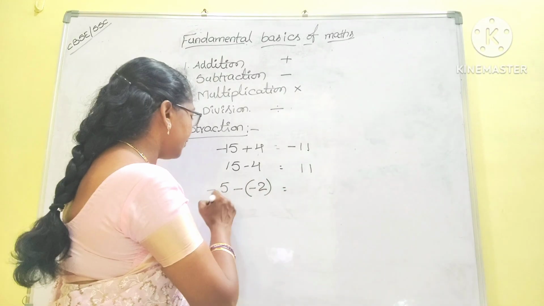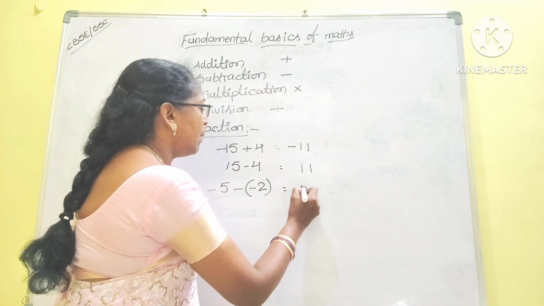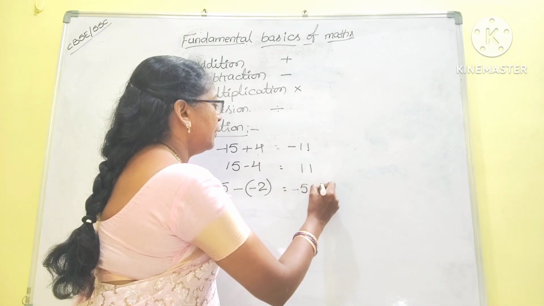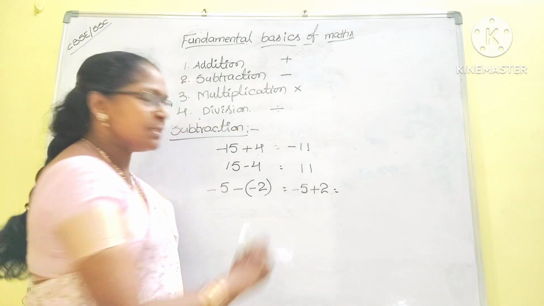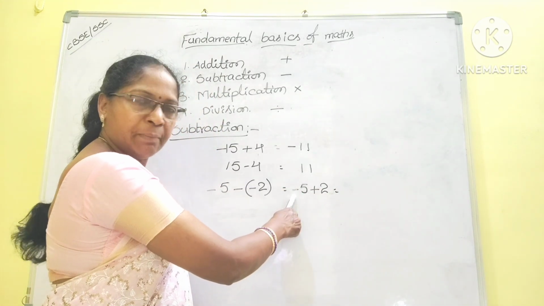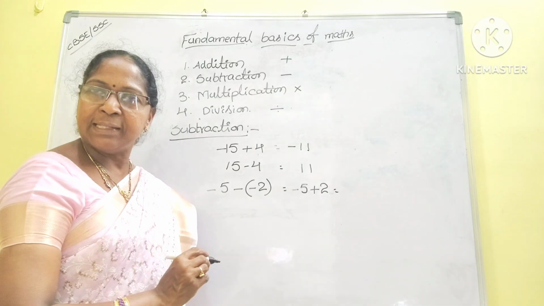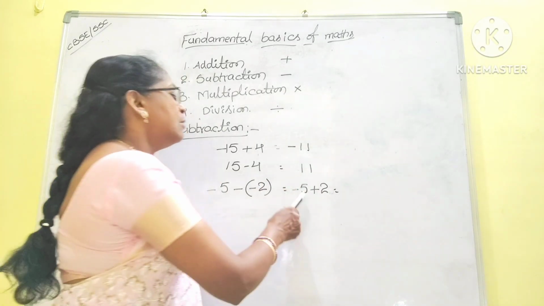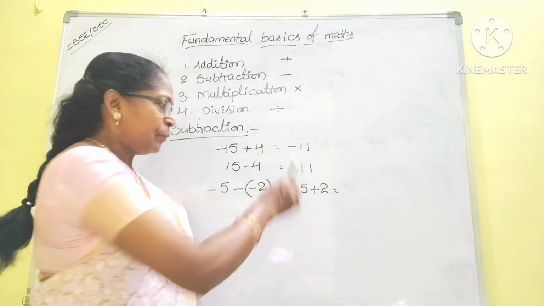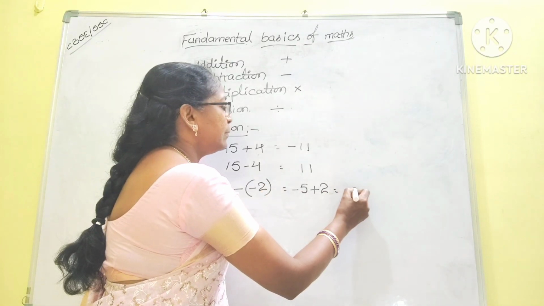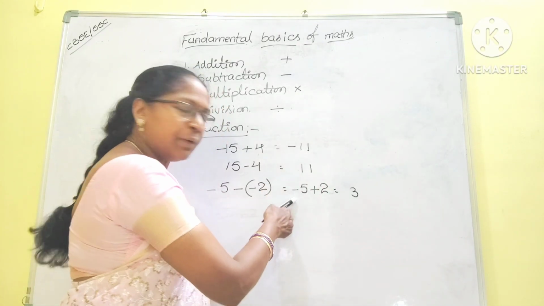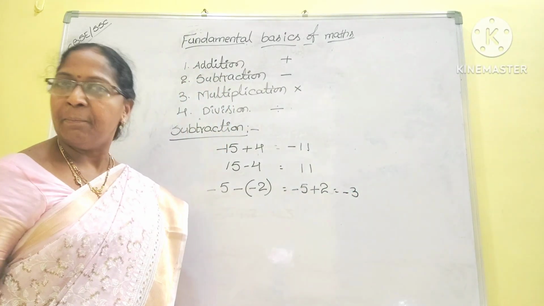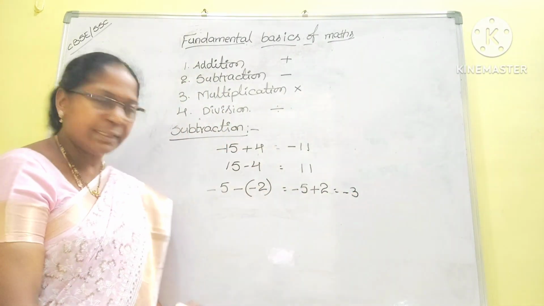So how to write? First number as it is, right? Minus 5, minus into minus is plus, 2. Again that same operation. One is minus and another one is plus. Two numbers are having different symbols. So you should do the subtraction. So 5 minus 2 is 3. But before 5 a negative symbol is there, that means minus is there. You also write minus. This is the basic concept.